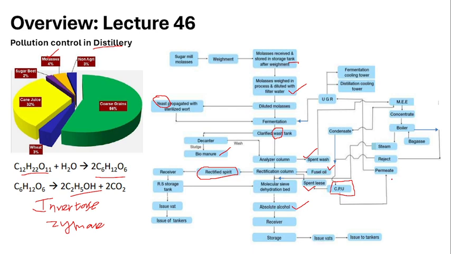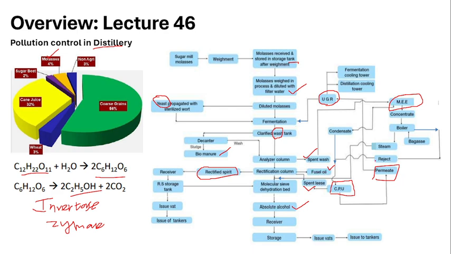Now we have a different stream here called MEE, the multiple effect evaporator. Why is this evaporator used? All these waste streams go to the MEE, and the MEE evaporates the wastes. After concentration of the wastes, it goes to the boiler, where it can be used. Once it is evaporated, the permeate comes, and this can be reused to reduce groundwater utilization. The permeate is reused for the fermentation process itself.